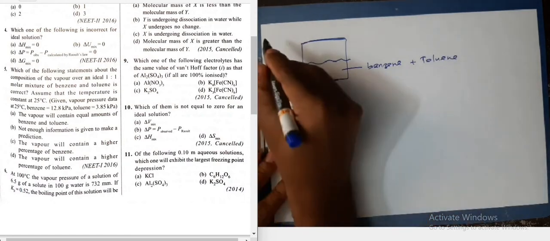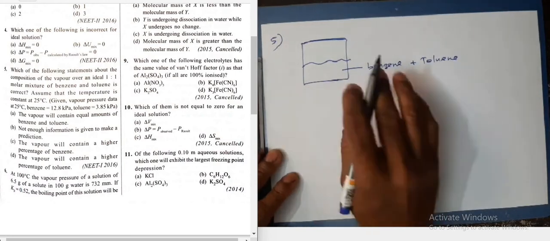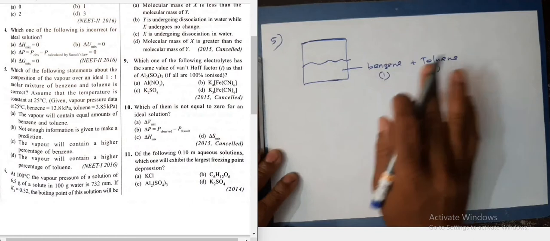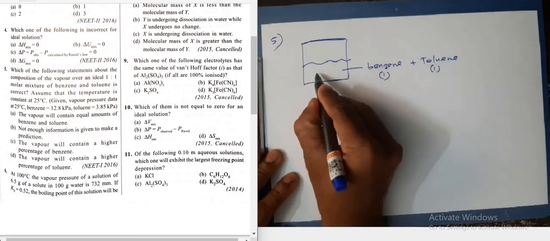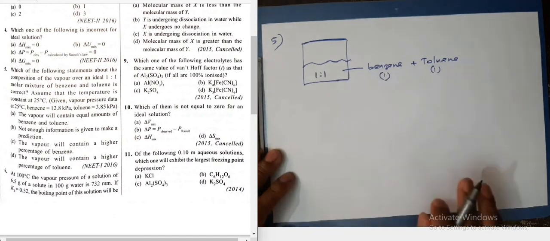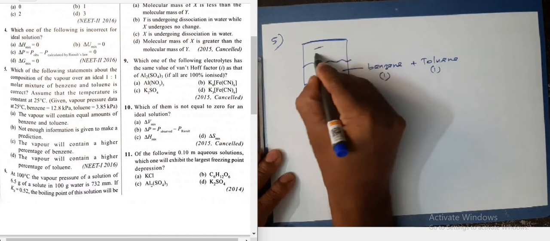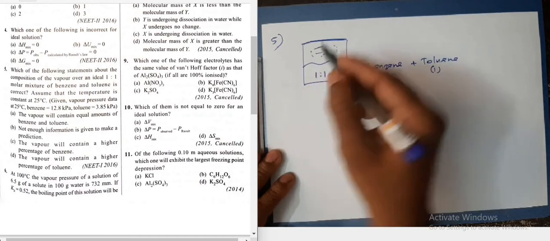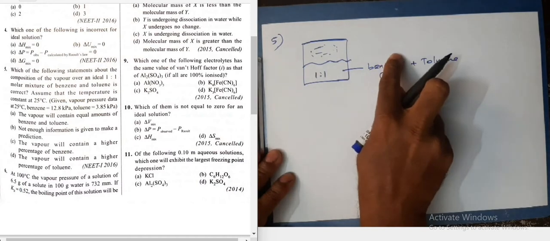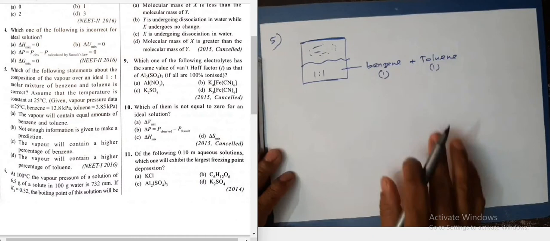This is question number 5. Benzene and toluene, and both are present in equal number of moles. Assume we have taken 1 mole of benzene and 1 mole of toluene. So we have a 1:1 molar mixture of benzene and toluene. Now the question is, in the vapor, which composition will be higher? Whether the composition of benzene is higher or the composition of toluene is higher?